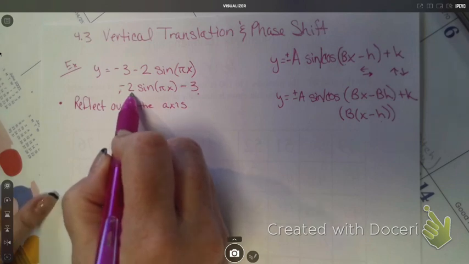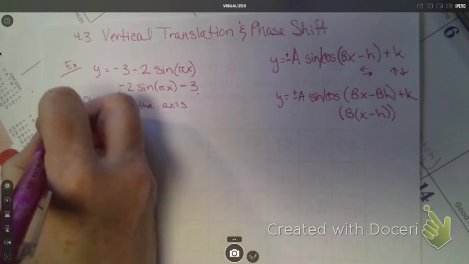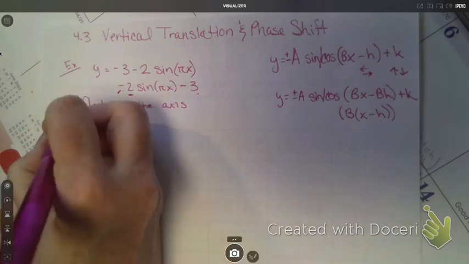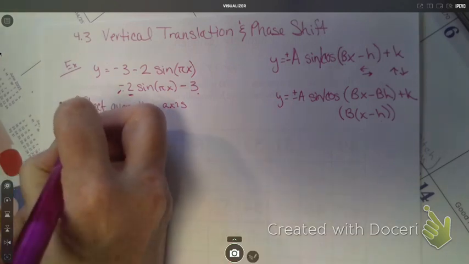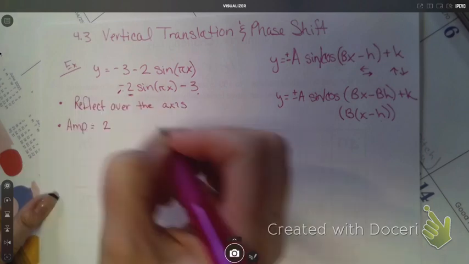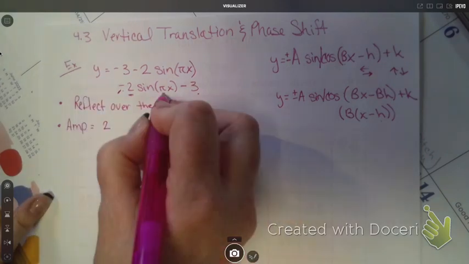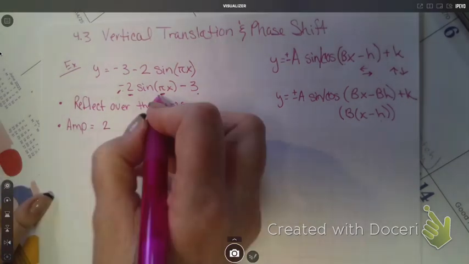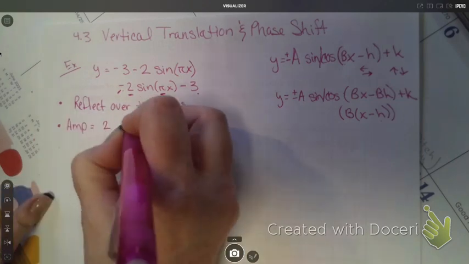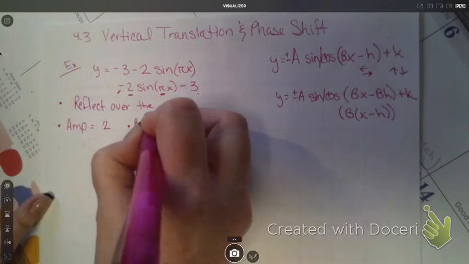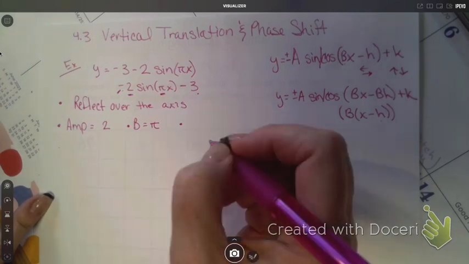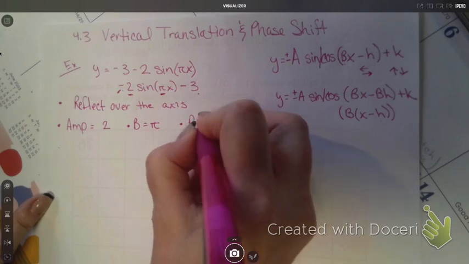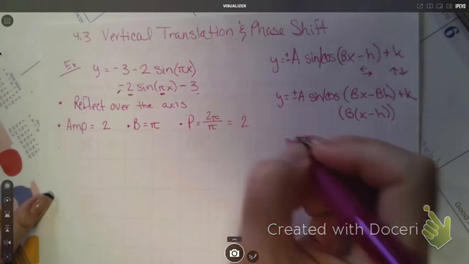What's this 2 do? To tell you. The negative told me it was reflected. What's the 2? Amp equals 2. What's pi? No, it's the b. So b equals pi. So what do we go to next then? Period. 2 pi over pi, which is 2.